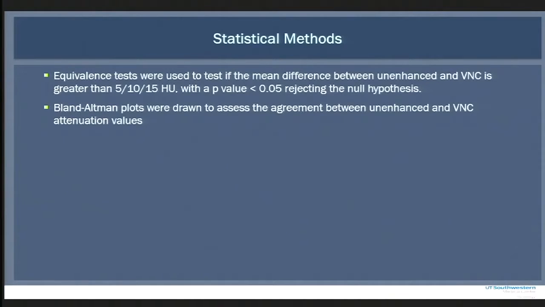So for statistics, we used equivalence tests to test whether the mean difference in attenuation between the virtual non-contrast and the true non-contrast images was less than 5, 10, or 15 Hounsfield units. And we used Bland-Altman plots to further analyze the data.